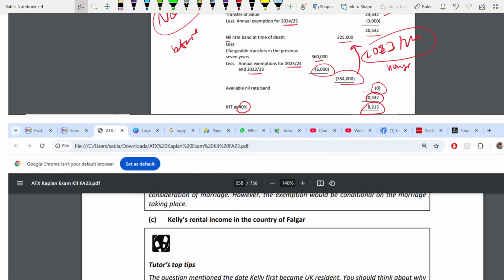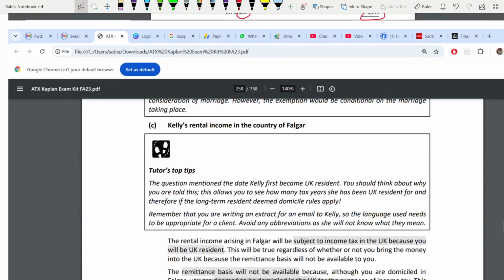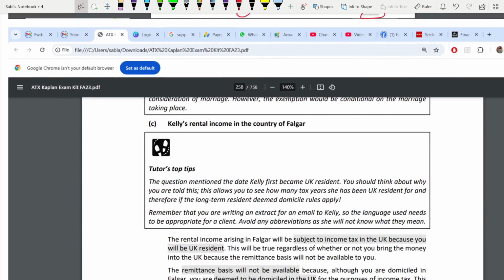So now part C. Remember, for this one, if you are giving anything in marriage, there is a marriage exemption of 2,500. But for this exemption, you have to get married. The gift has to be made for the purpose of marriage.